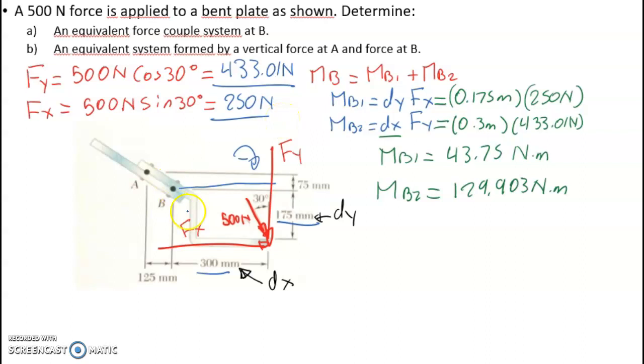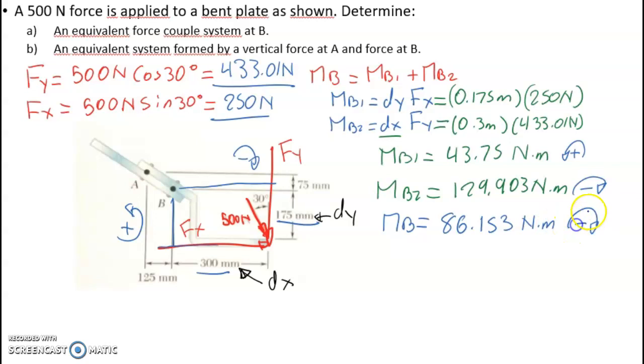And we have force x combined with a distance y, that means it's pushing it right here. That's going to create a moment like this, positive. So the one that includes the force y is negative. The one that includes the force x is positive. If we add them together to obtain the moment about B, we will get 86.163 newton meters negative, since the negative is actually bigger. There we have the result for part A.